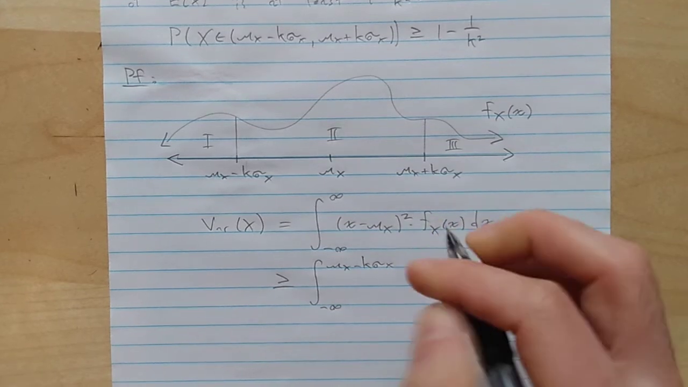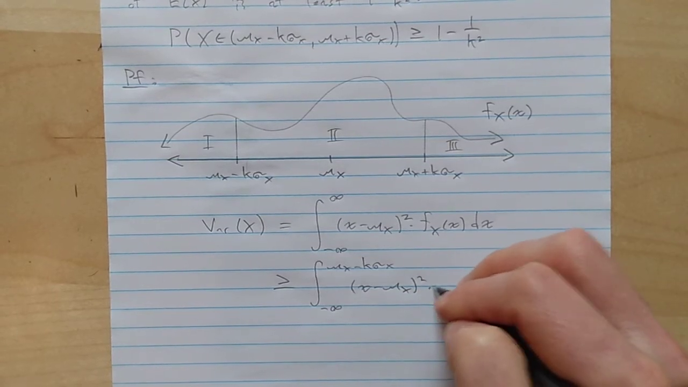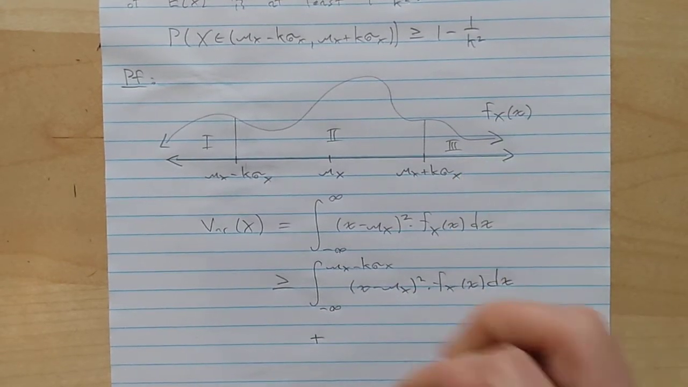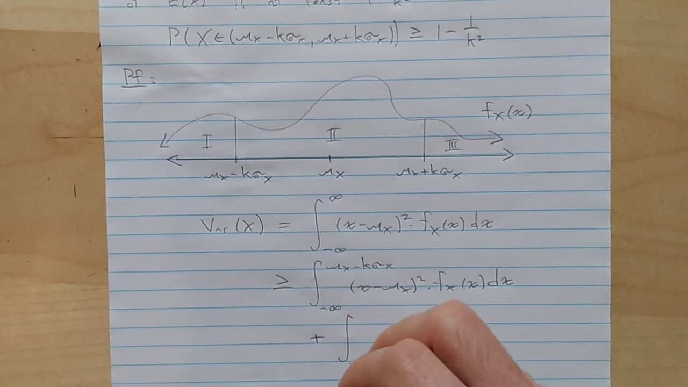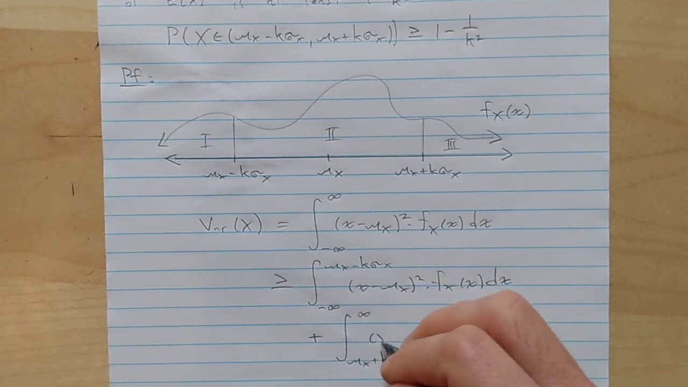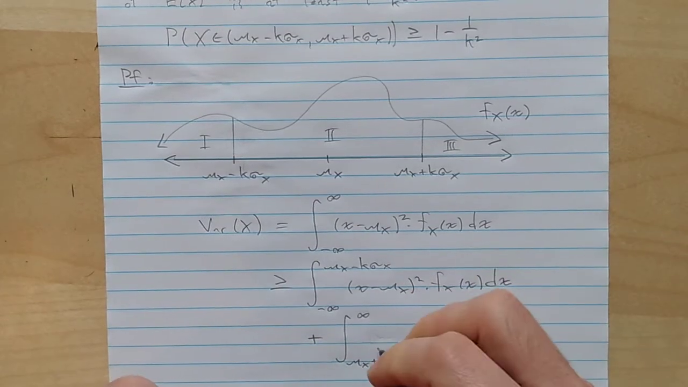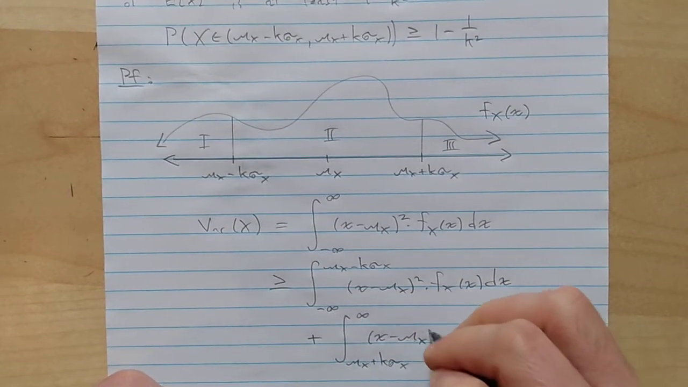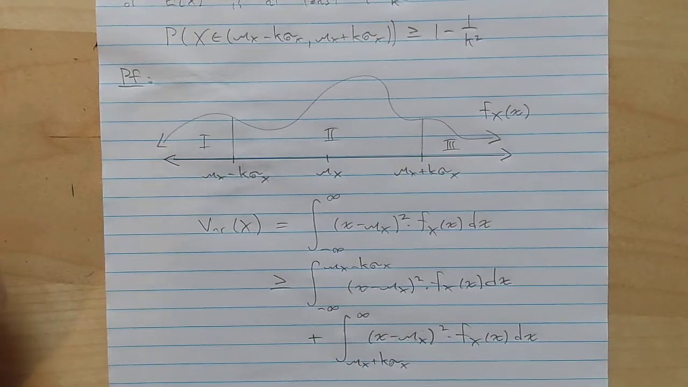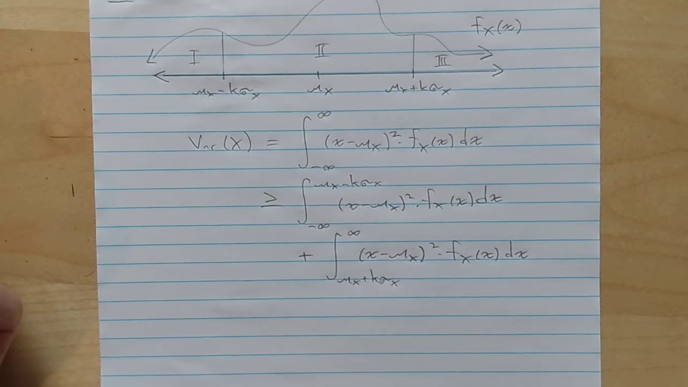minus k sigma x of the same thing, plus the same integral but on this region over here from mu x plus k sigma x out to infinity. Little x minus mu big X squared times f big X at little x d little x. Okay, good. So the variance is bigger than or equal to the sum of these two integrals.